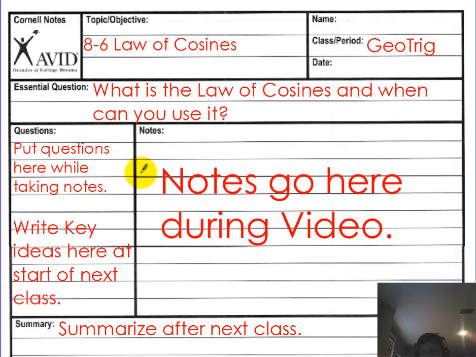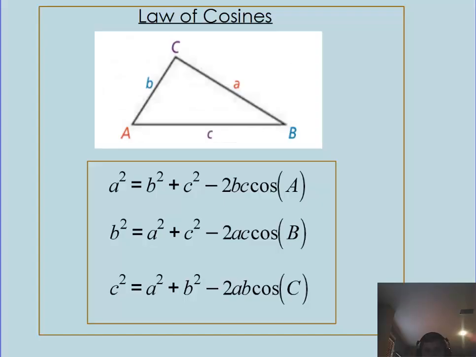The essential question is, what is the law of cosines and when can you use it? Let's begin. So here's your law of cosines. It's a lot like the law of sines. We can use it on a triangle and find the measure of any angle and the measure of any side. But it's a different formula, and there are 3 different formulas. And there's a lot more to it. Yep, here they are right here.